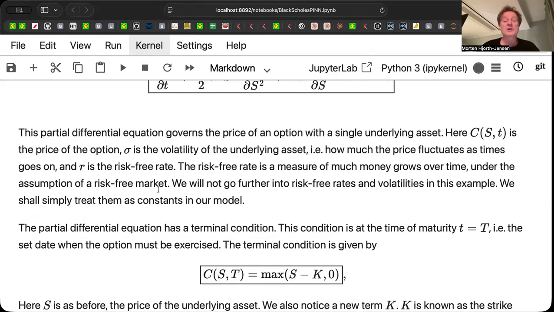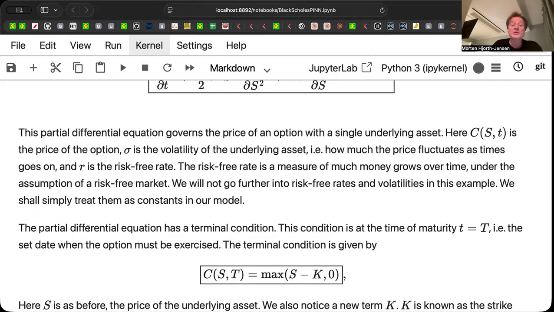These are things which we will not say so much about. But if you have some background or interest in this field, we invite you to take a closer look at how these quantities are defined in financial engineering. And we are simply going to treat them as constants in the model here.